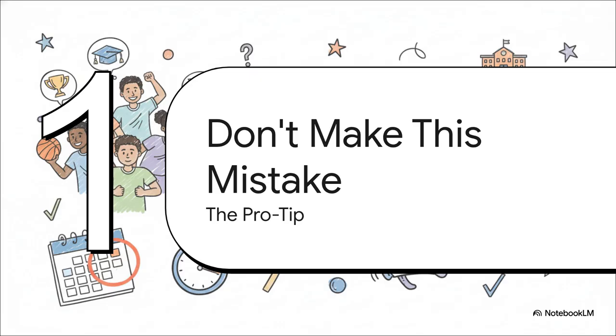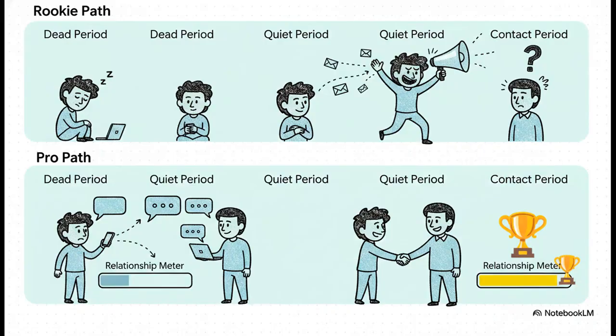Okay, we've covered the dead period, the quiet period, and the contact period. But what I'm about to tell you now is probably the single most important piece of advice in this entire breakdown. This is the pro tip that separates the athletes who get recruited from, well, everyone else. Here's the biggest mistake you can possibly make: waiting. A rookie move is to wait for the contact period to finally start reaching out. The pro move? The pro has been building relationships all through the dead and quiet periods, so that when the contact period finally hits, they're not an introduction, they're already a top priority.